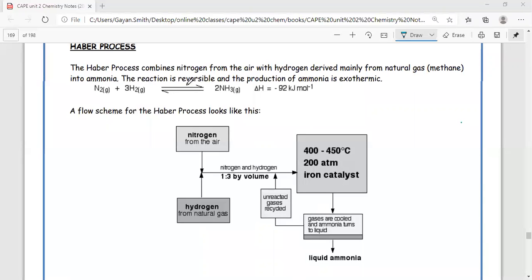Now, let us go back to this original equation. We can see that we want the reaction to go to the right. Because we have 4 molecules over here on the left, and we have 2 molecules on the right, it would suggest to us that a high pressure would favor a forward direction. So let us look at the Le Chatelier principle.